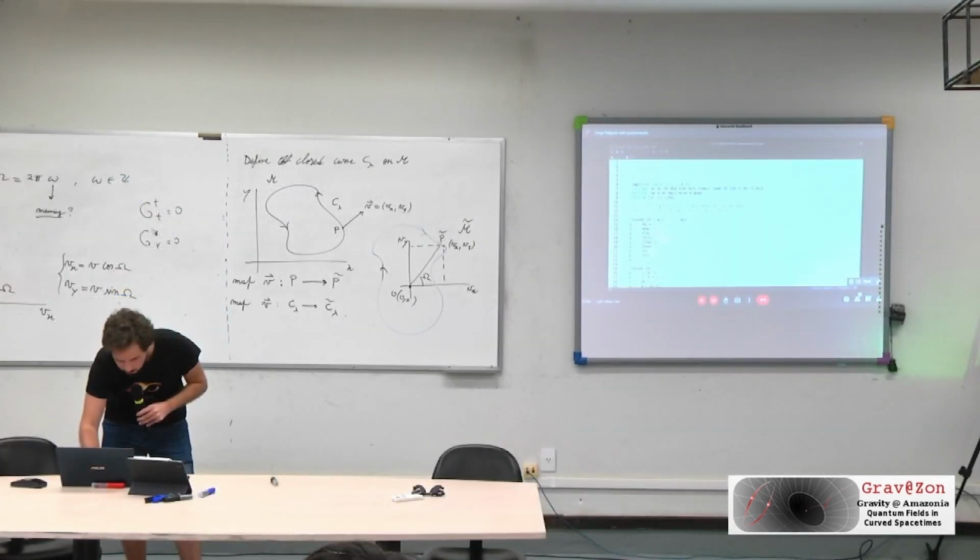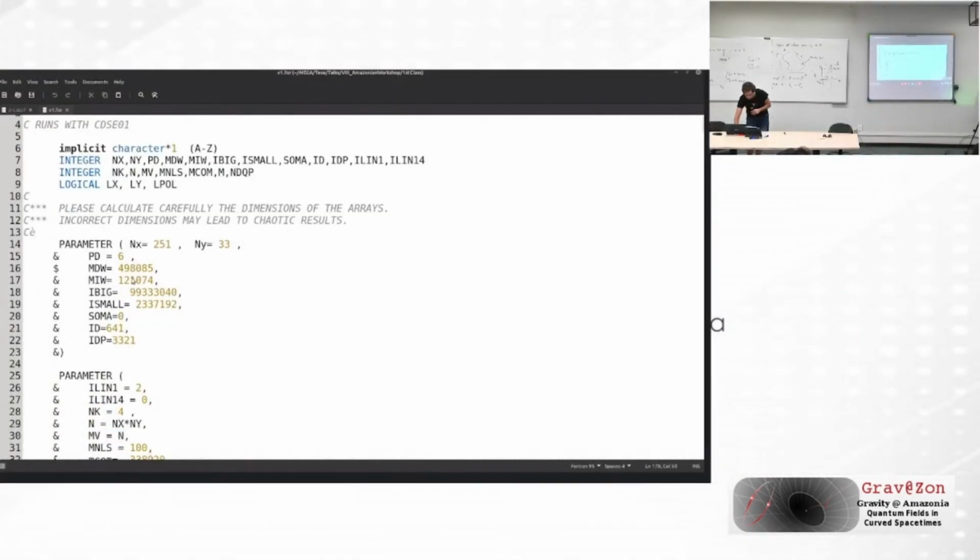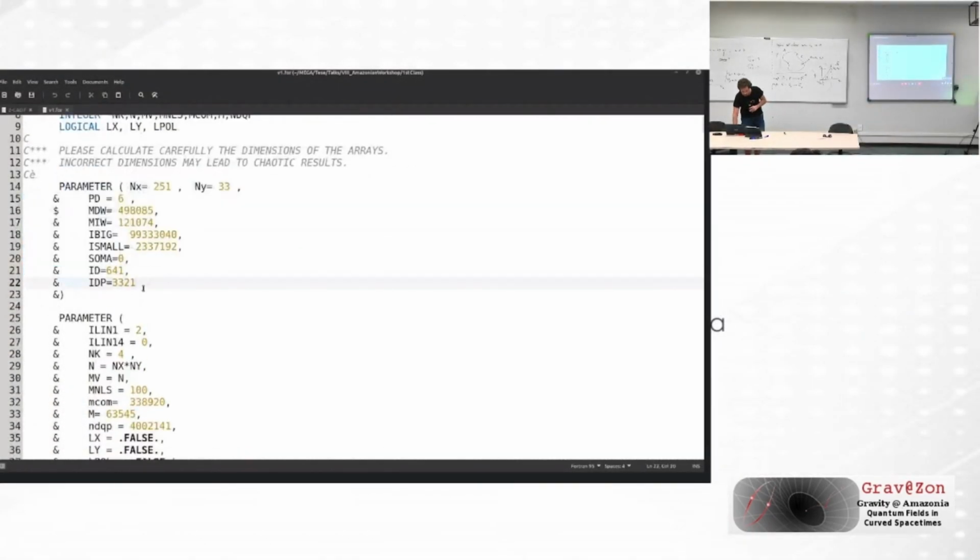Okay. So in the beginning, there are some parameters. Here, for example, that has to do with the solver. The ones that you usually change are nx and ny. Here, for example, this is the number of points on the grid. For example, here you have 251 points in the x direction, or the radial direction, and 33 in the theta direction. This PD, for example, is equal to 6, so this is the consistency order of the discretization.